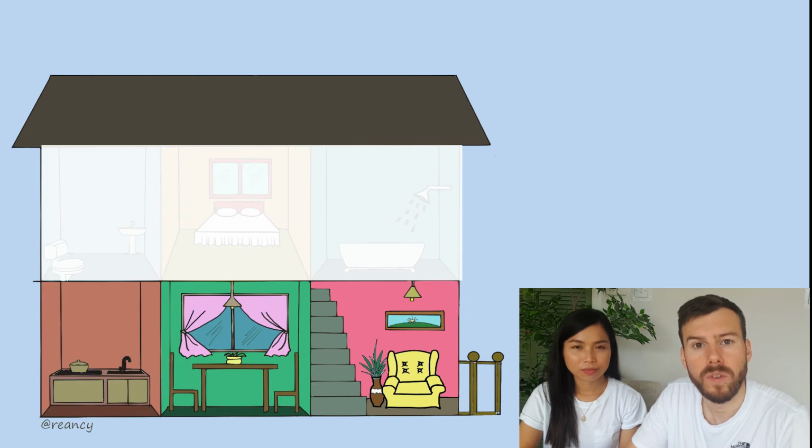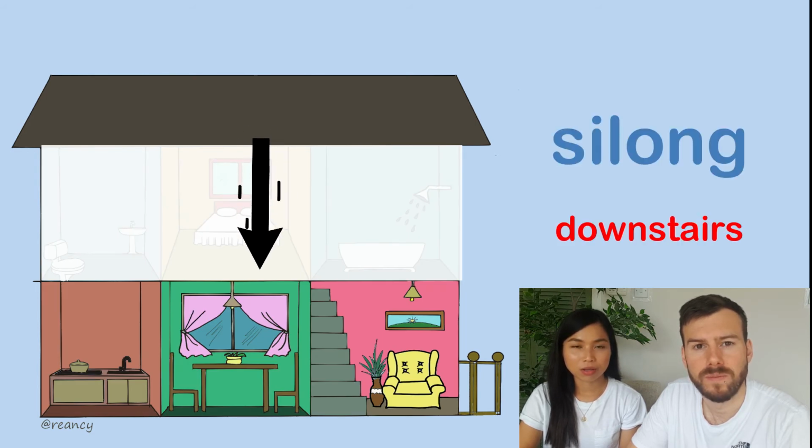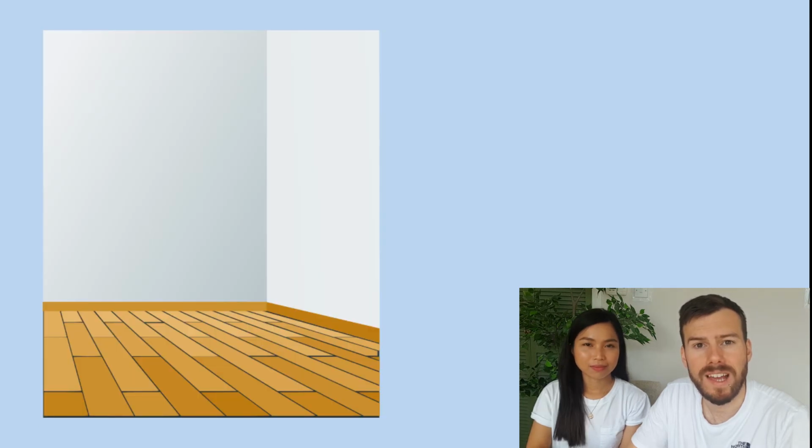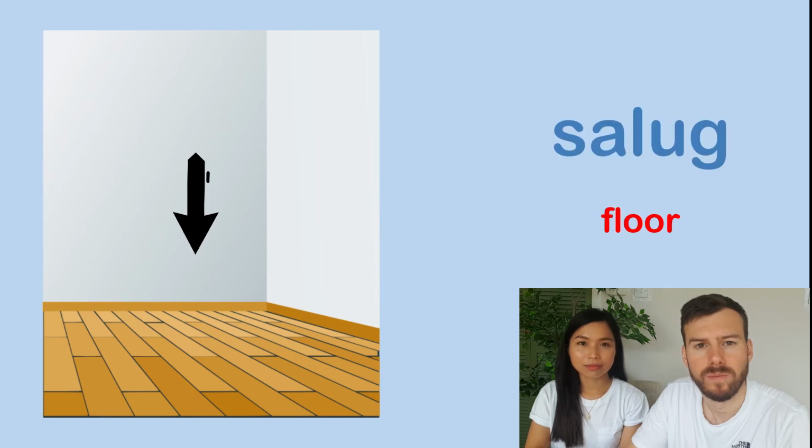And moving on, what's the word for downstairs of the house? Silong. Downstairs is silong. The next word we're going to learn is the word for floor. So how do we say that one? Salug. Floor is salug.